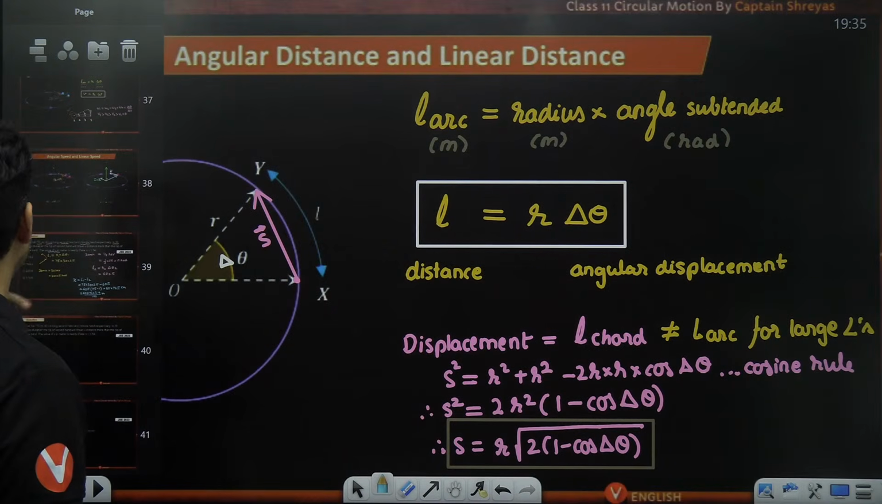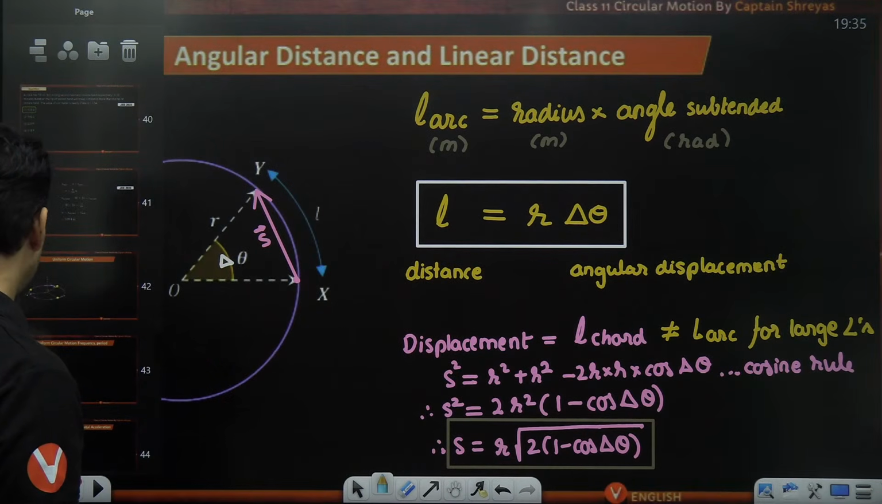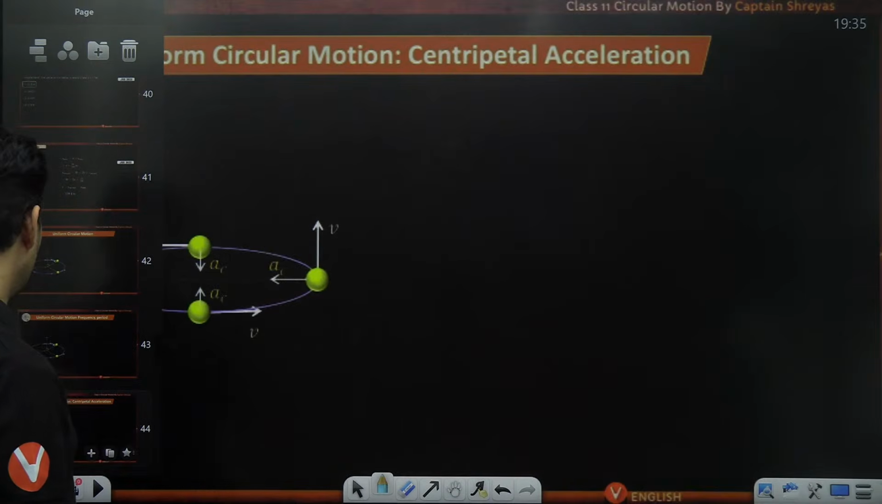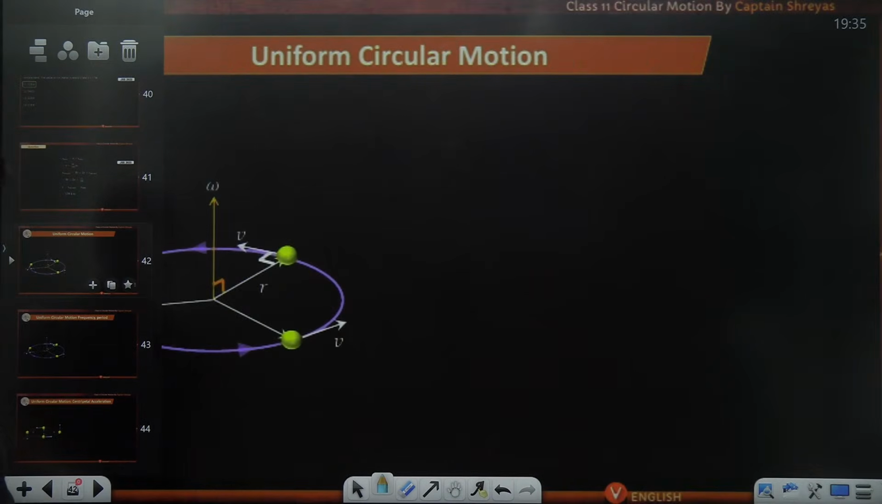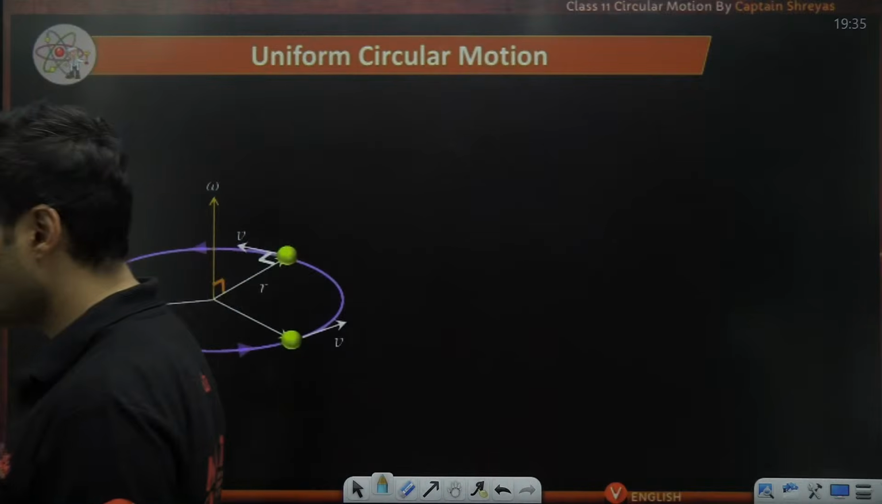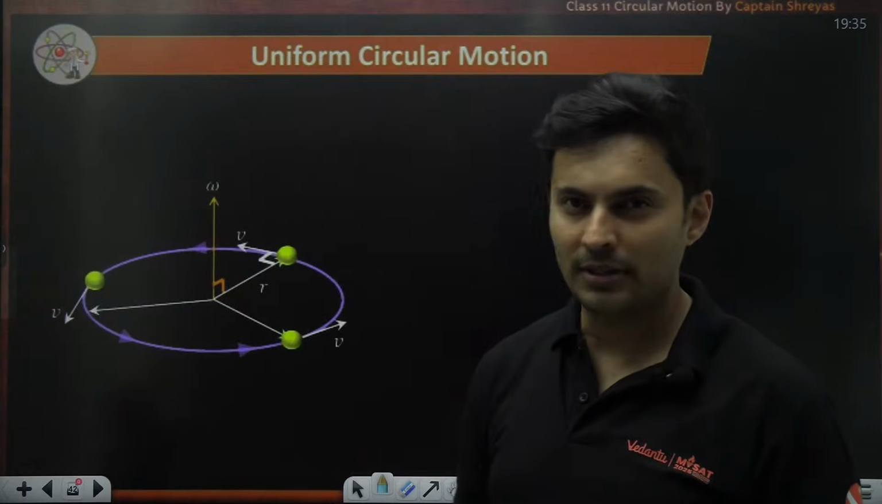Okay, great. Now let us go to the concept of centripetal acceleration and uniform circular motion and all of that. Okay, because that is the last part of today's class, uniform circular motion and also the concept of tangential acceleration and all of that.